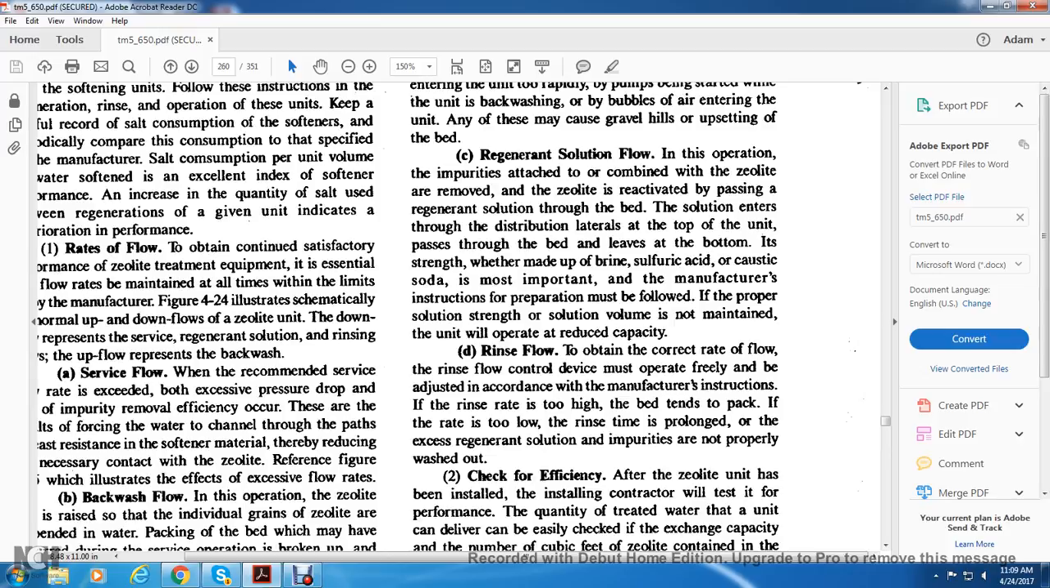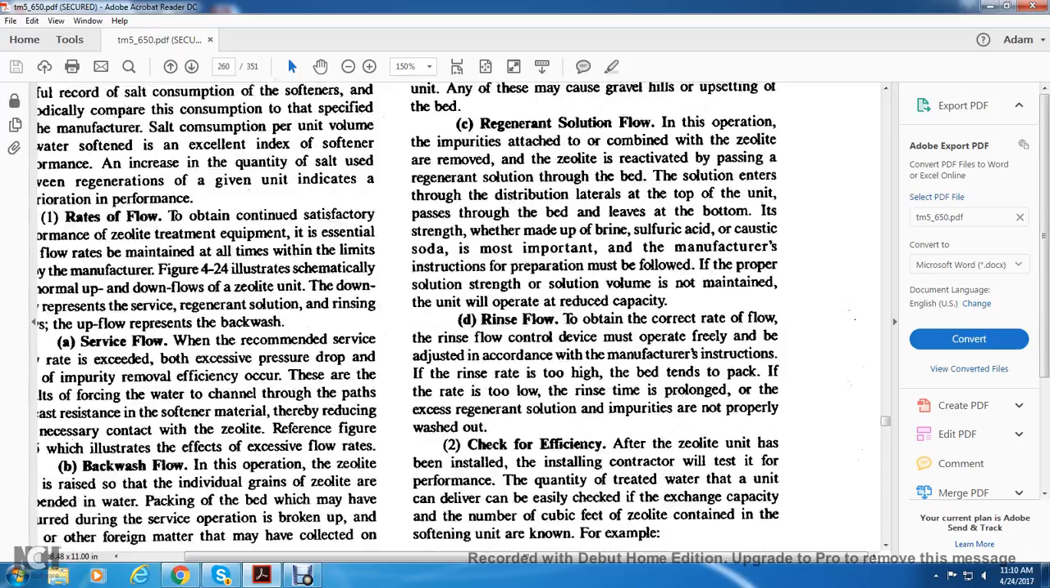Regeneration solution flow. The impurities combined with the zeolite are removed and the zeolite is reactivated by passing the regeneration solution through the bed. The solution can enter through distribution laterals at the top of the unit, pass through the bed, and leave at the bottom. Its strength, whether made with brine, sulfuric acid, or caustic soda, and most important, the manufacturer's instructions for preparation must be followed. If the proper solution strength and volume are not maintained, the unit will operate with reduced capacity.